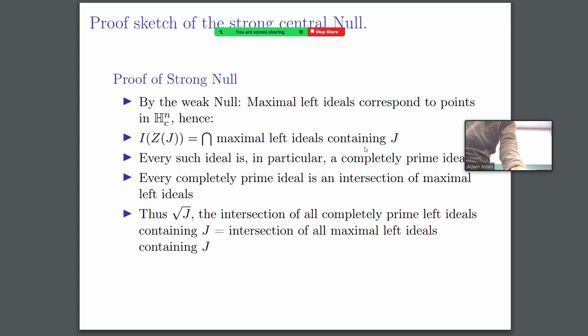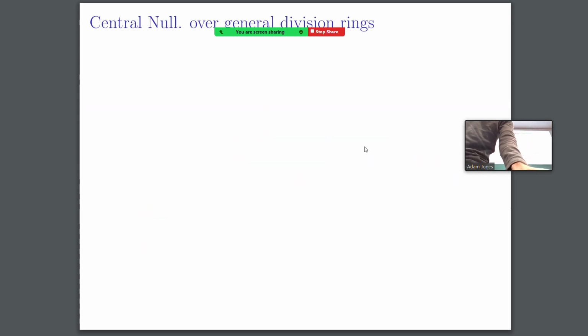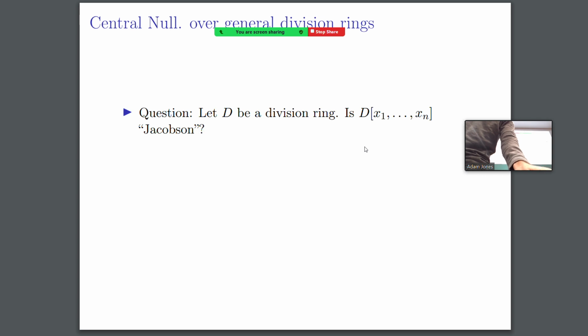This is the Jacobson property, which means that, again just by set theory, if you intersect all completely prime left ideals containing J, it's the same as intersecting all maximal left ideals containing J, which is what we want. Which means that I of Z of J is the radical as we have defined. Okay, so this is a sketch of the proof. Of course, I've left out the heart of it, but this is what you get.